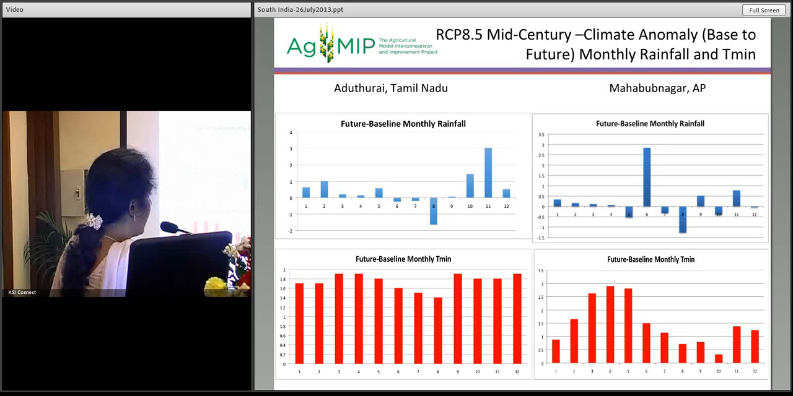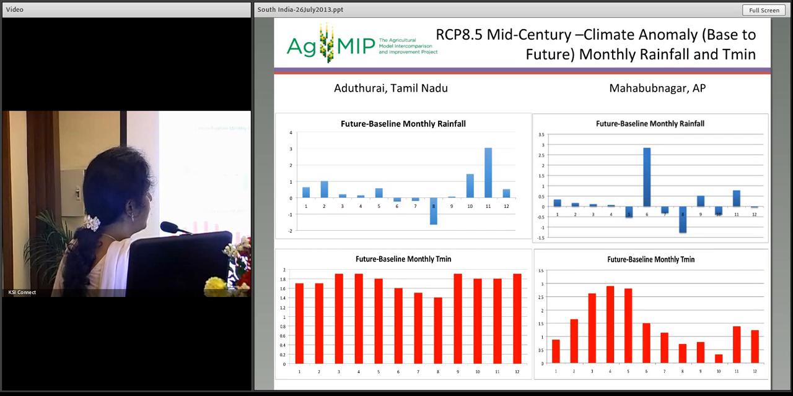But at the same time, the temperatures are increasing in all the cases. Even in the growing season, the temperatures are expected to increase. And this is our major growing season, October, November and December. We are expecting more rainfall during this time, and at the same time the temperature is also going to increase.